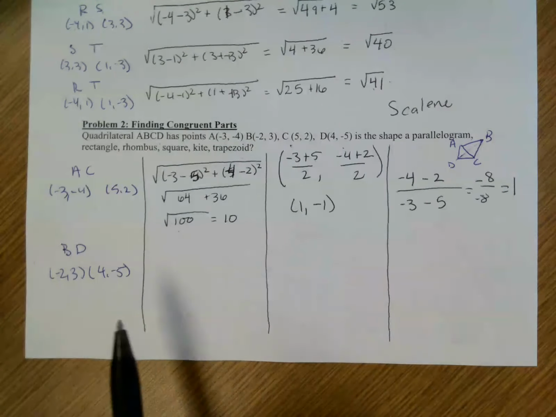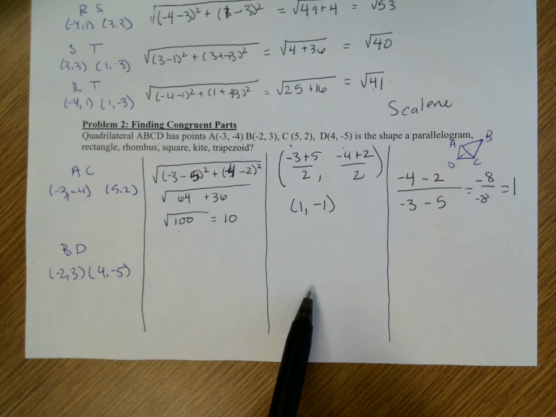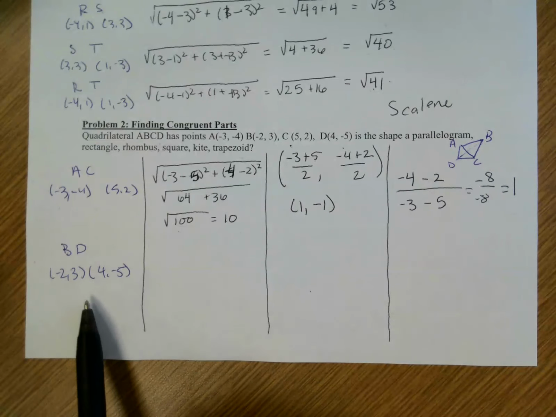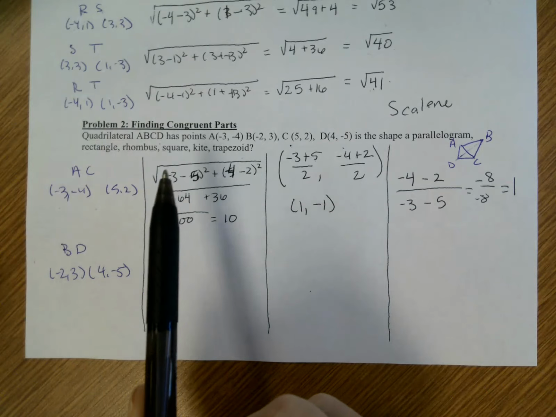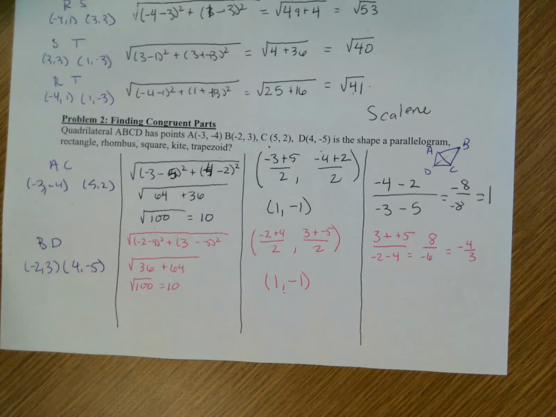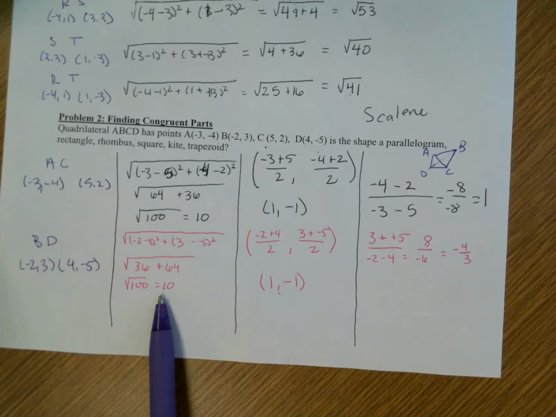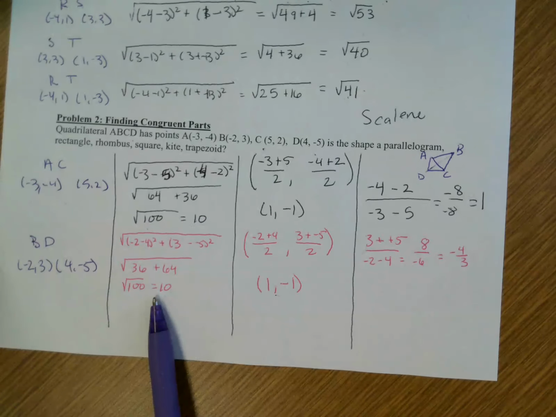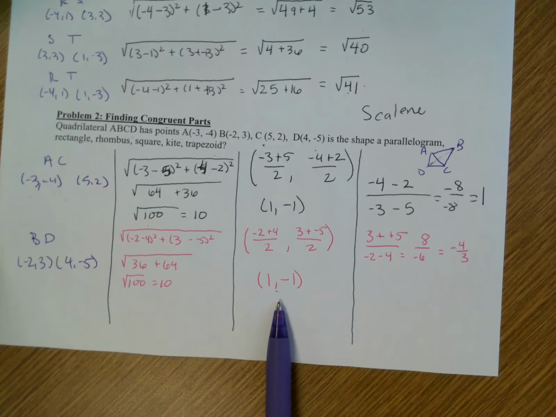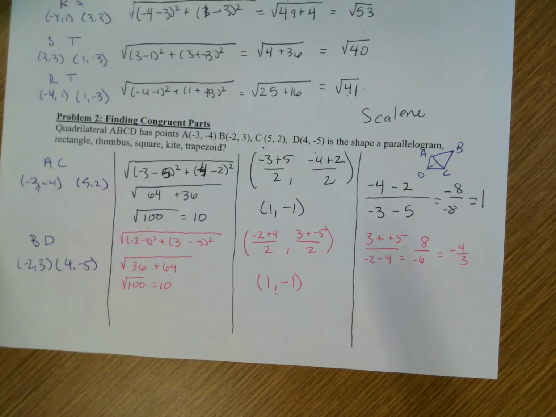Now I want you to pause the video and find the distance, midpoint, and slope of BD, and then we'll analyze it. So what do we have here? You should have gotten that your distance was also 10, that your midpoint was also 1, -1, and that your slope was -4/3. So what is this actually telling us?